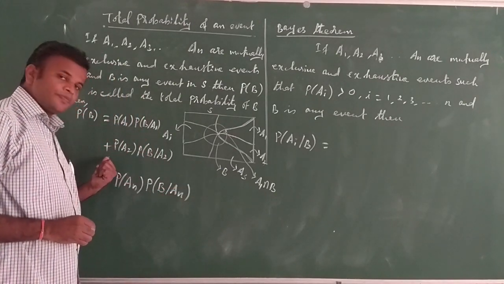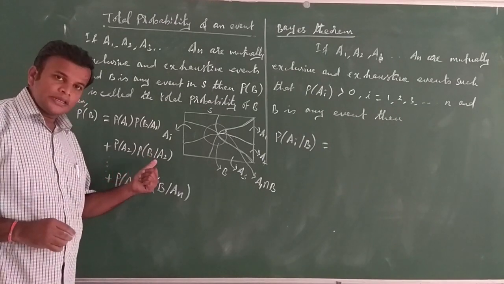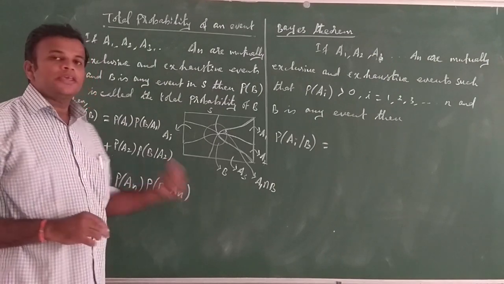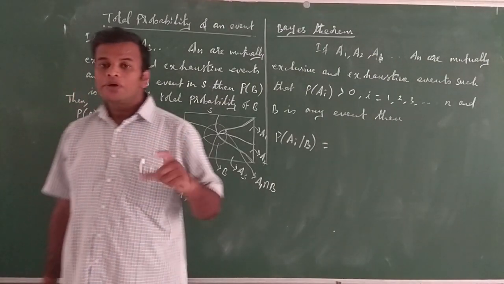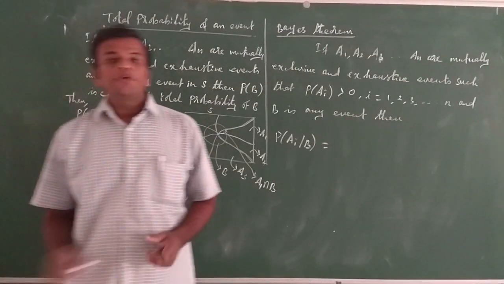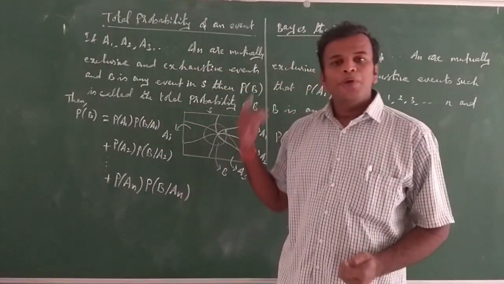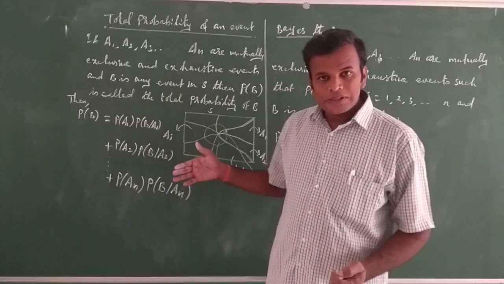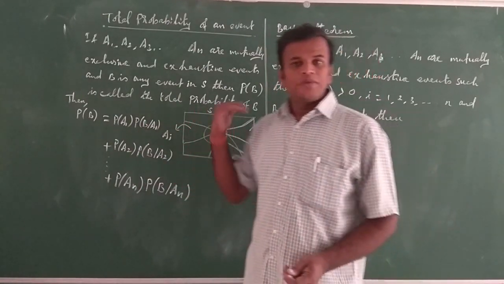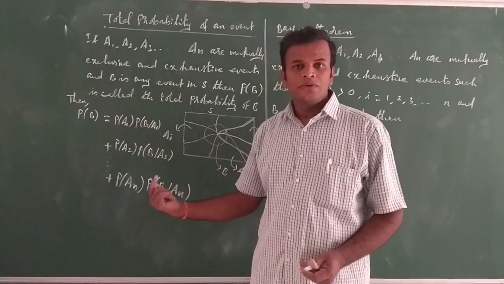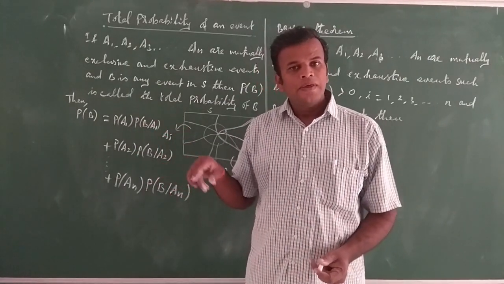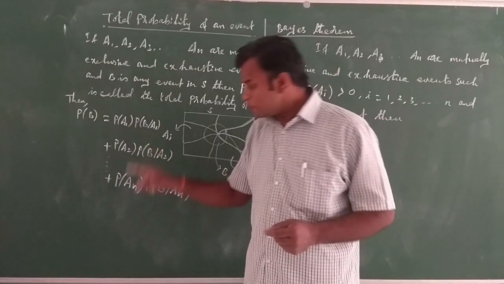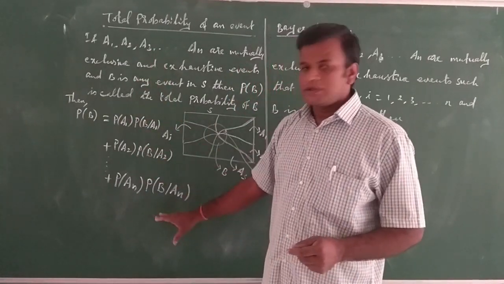What is the next step? P of A3 into P of B by A3. So we continue this process. The last step is P of An and P of B by An. So it is the formula of the total probability of an event B. So P of B is P of A1 into P of B by A1, plus P of A2 into P of B by A2, plus P of A3 into P of B by A3. We continue the process up to n times. So that is the first one.